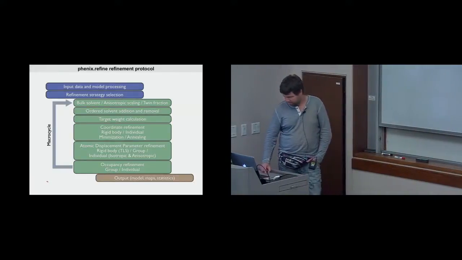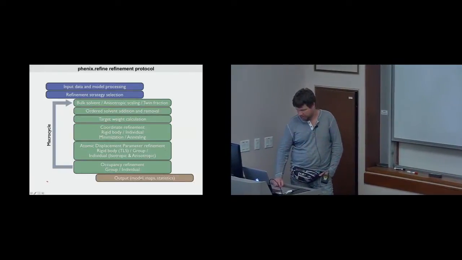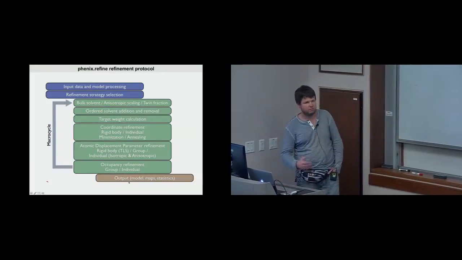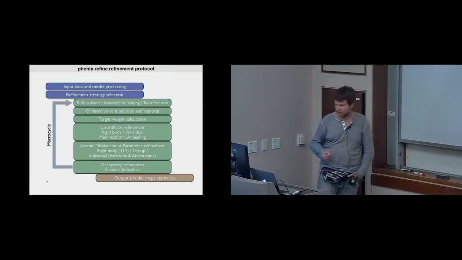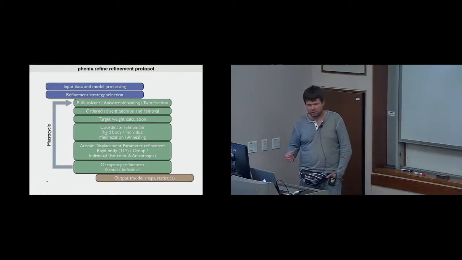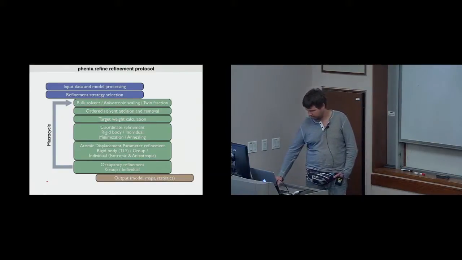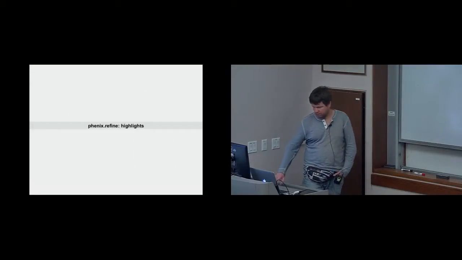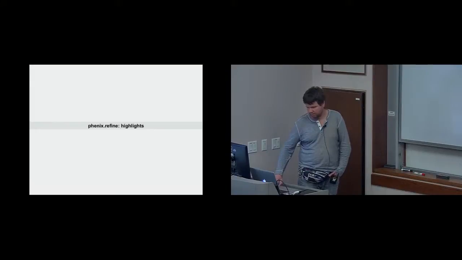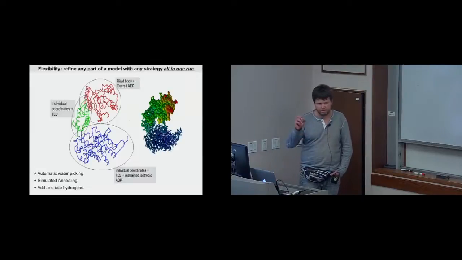Right. Yeah, and by the end, it outputs files. It outputs 2mFo-DFc, residual map, anomalous difference map if you have anomalous data, and log files with lots of information. I'm just going to go very quickly through main highlights that I just arbitrarily picked.